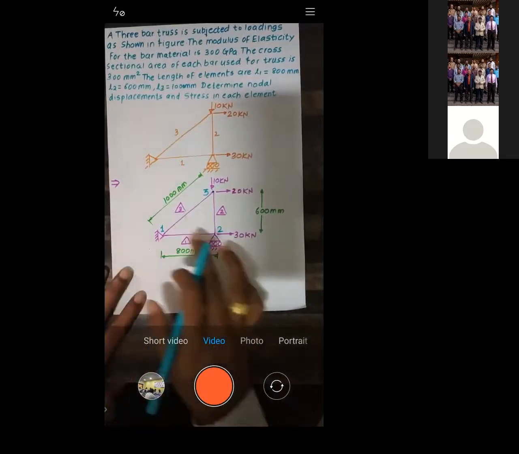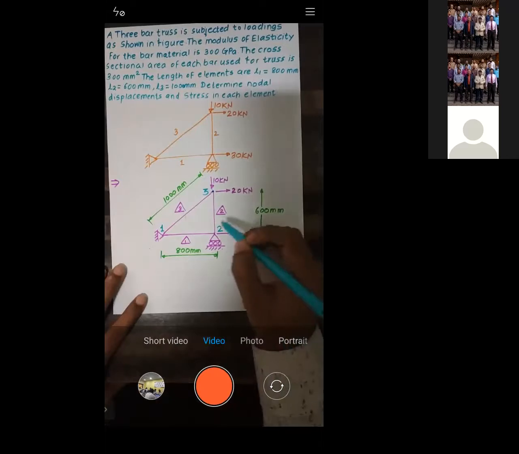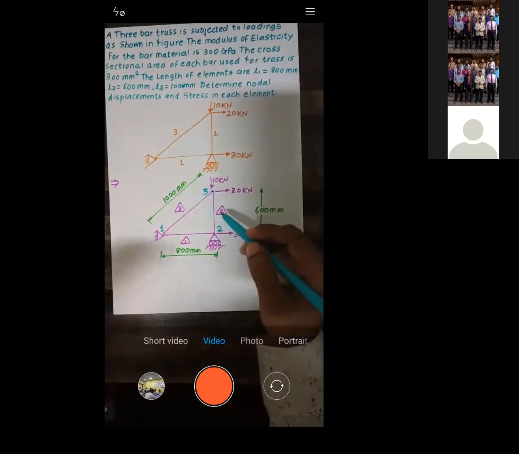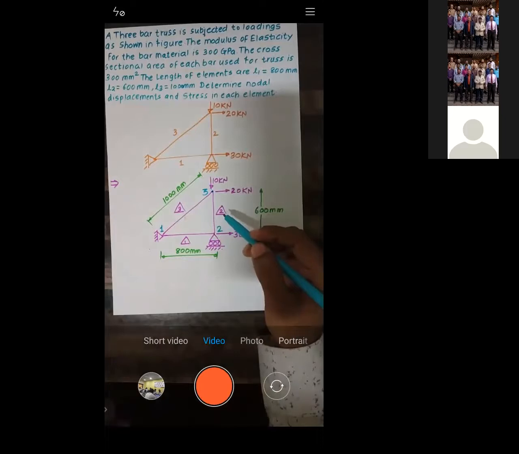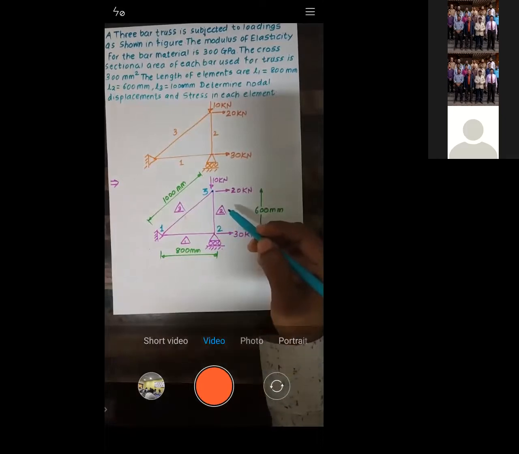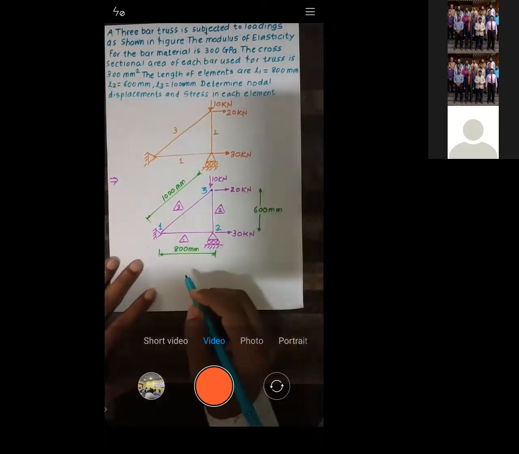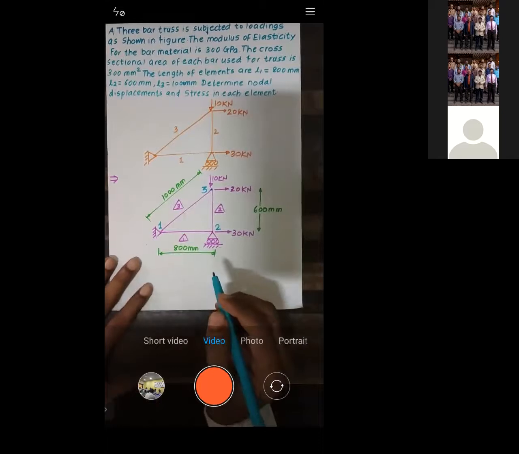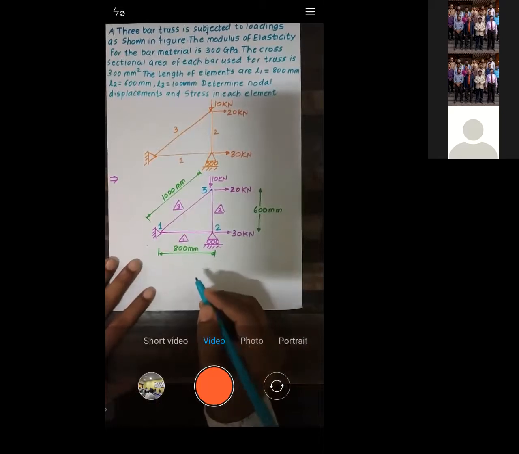Right? So that is the thing which is done. Again, see, I've taken node number 3 upward, so you will have a positive sign, right? Positive coordinates. So let us start. Let us start doing that. Right? So now see, we will start numbering the coordinates.